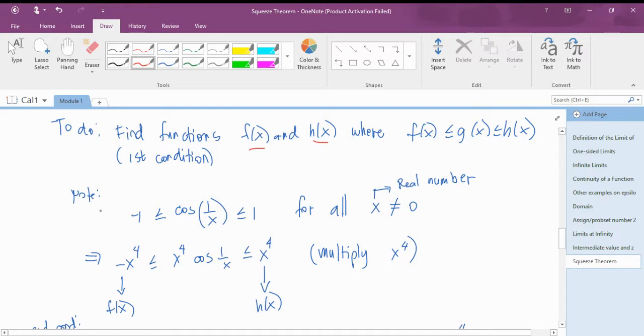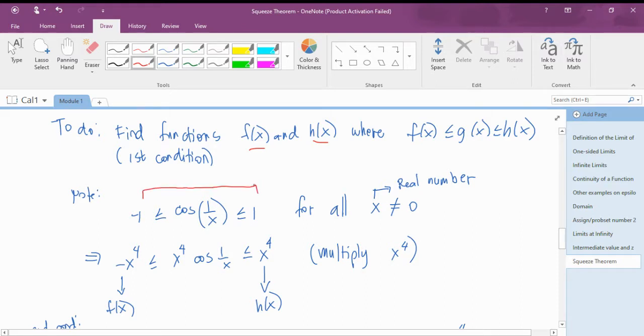So, pag maghahanap tayo ng functions na f of x and h of x, kailangan muna nating malaman kung saan tayo magsisimula. So, kung saan tayo magsisimula, dapat yung alam muna natin. Ano ba yung alam natin? Alam natin na cosine 1 over x is greater than or equal to negative 1 but less than or equal to positive 1. So, etong part na to, pakibalikan yung trigo functions nyo.